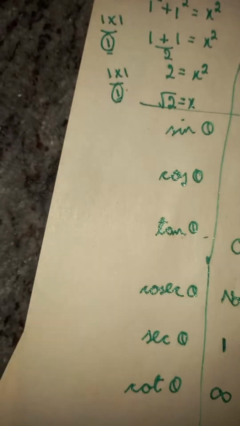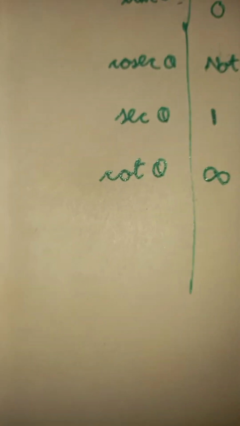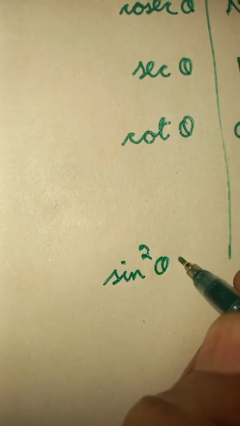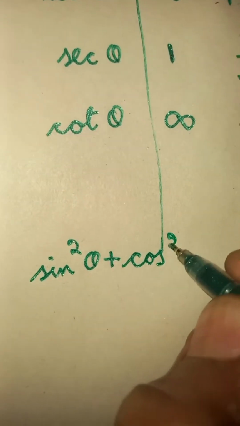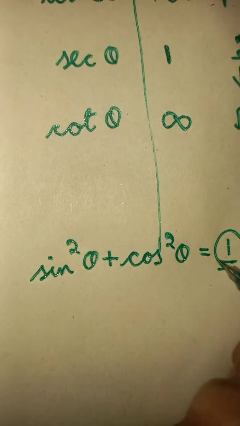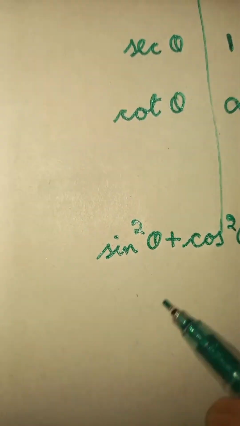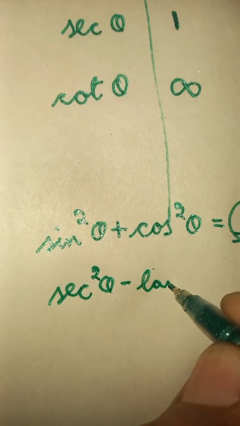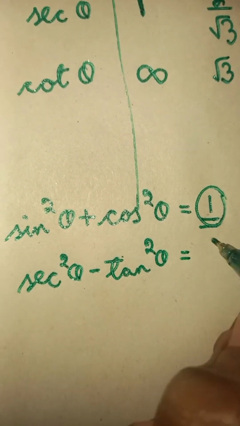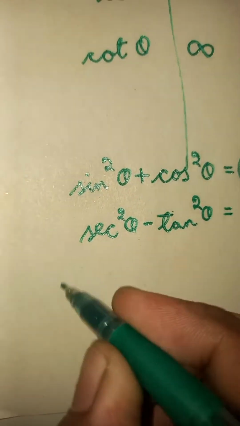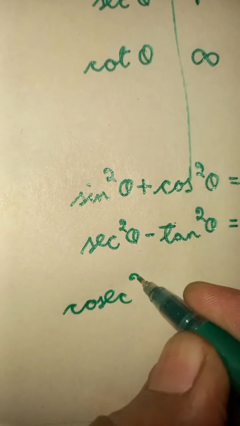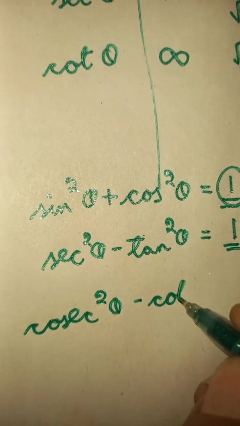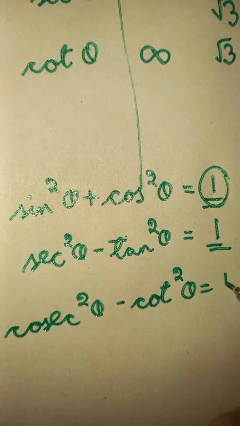Let's take out some more problems with these trigonometric problems. They are asking you to find the value of sine square theta plus cos square theta. Sine square theta plus cos square theta becomes equal to 1, and secant square theta minus tan square theta also remains as 1. And cosecant square theta minus cot square theta also remains as 1.